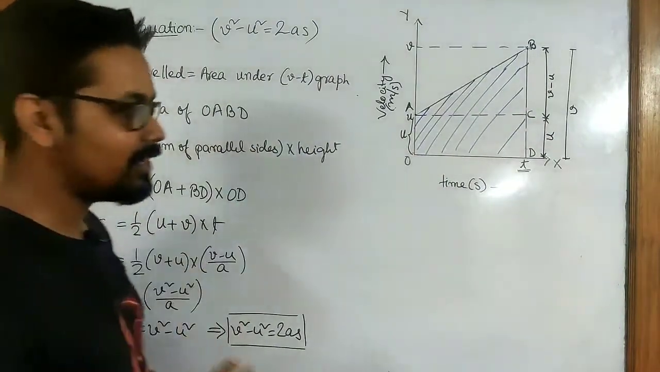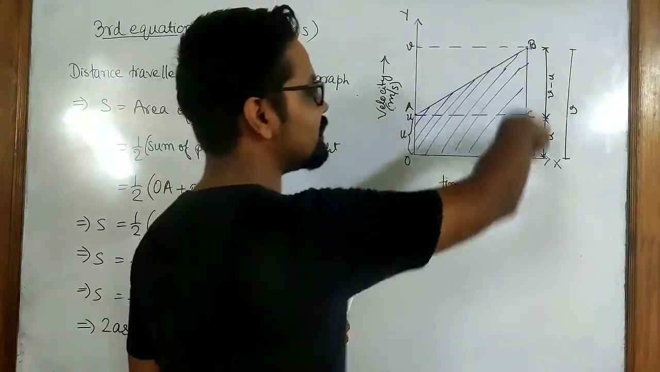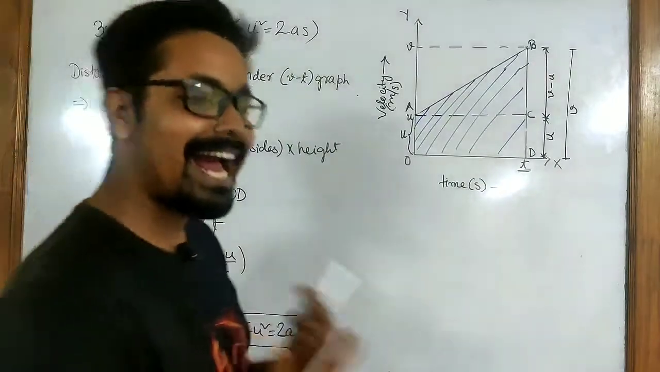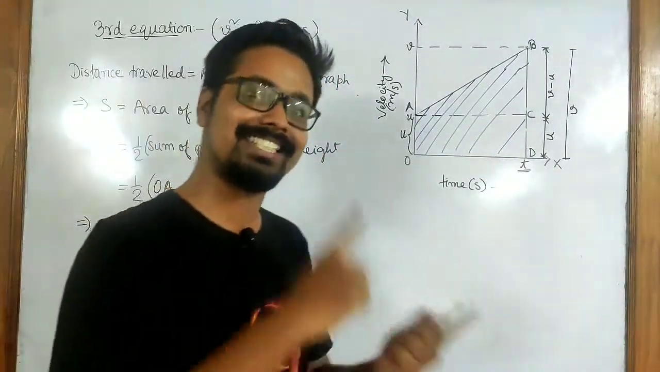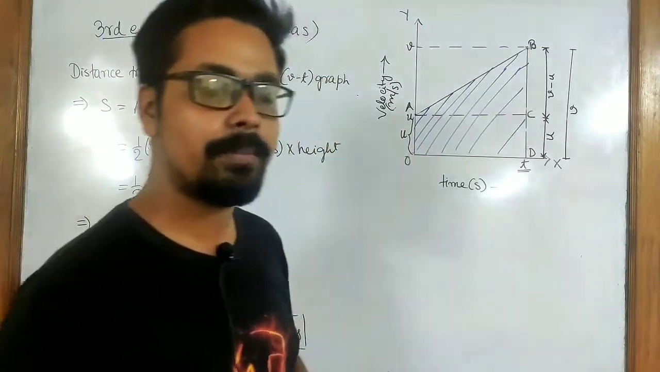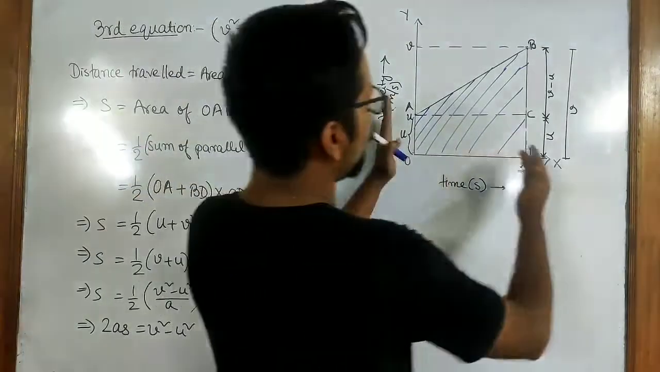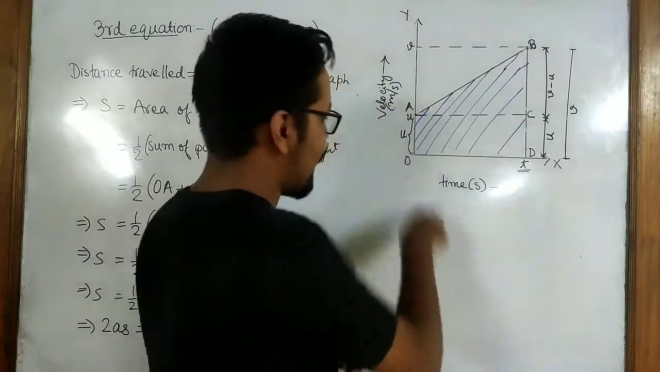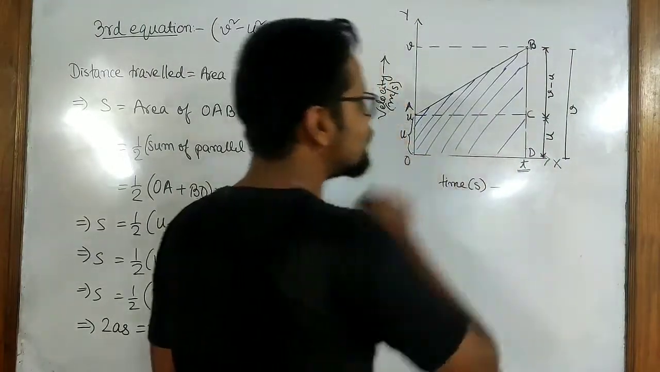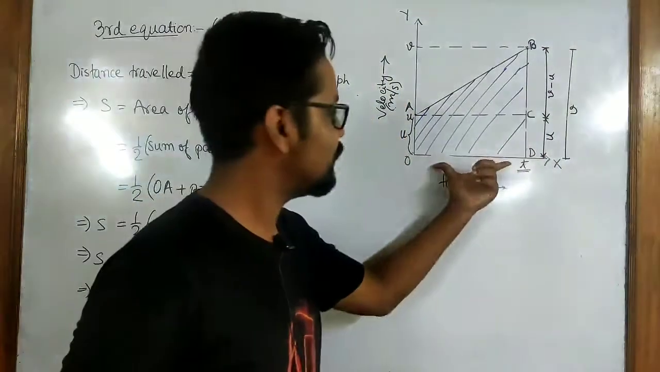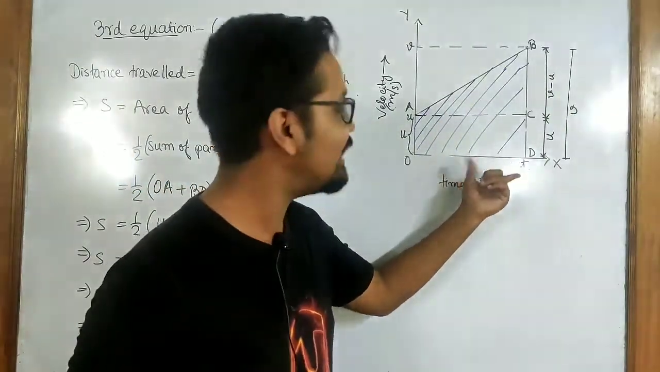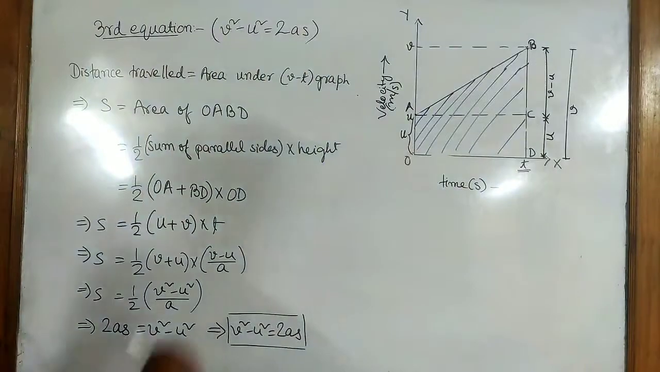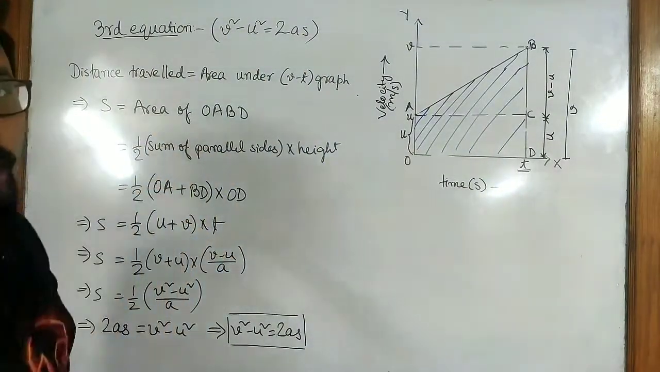Then we have height. What is height? Height means the distance between the parallel sides. Anytime you get height in a parallelogram or trapezium, the height is always the distance between the two parallel sides. So in this case OA and BD are the parallel sides, and OD is the distance between these two parallel sides. So OD is the height. We can use OD as the height as it is the distance between parallel sides. So in place of height, we have written OD.